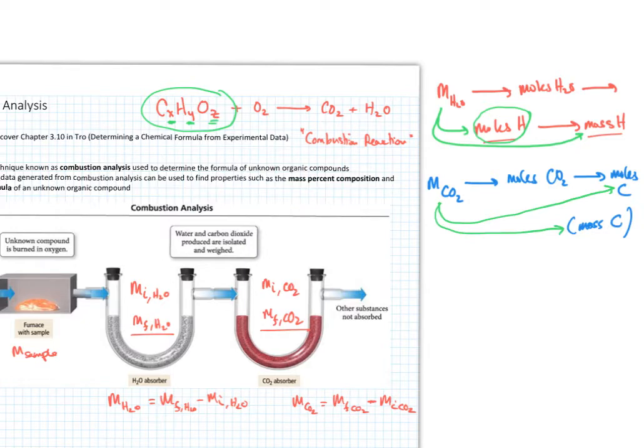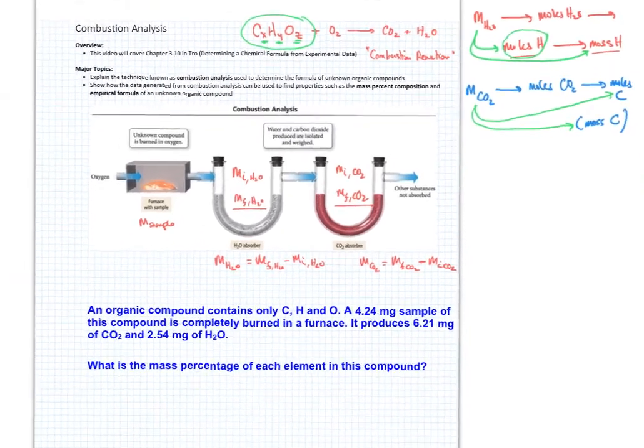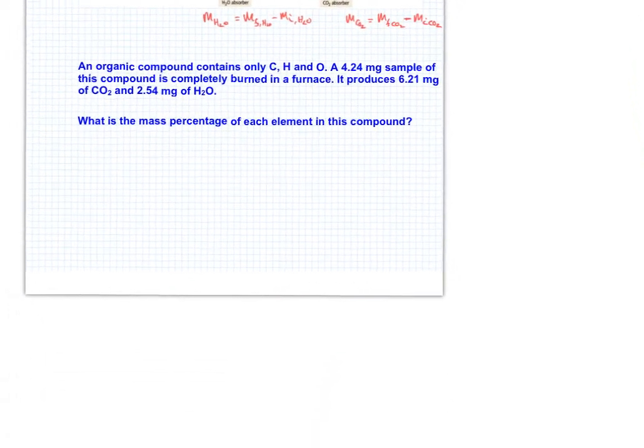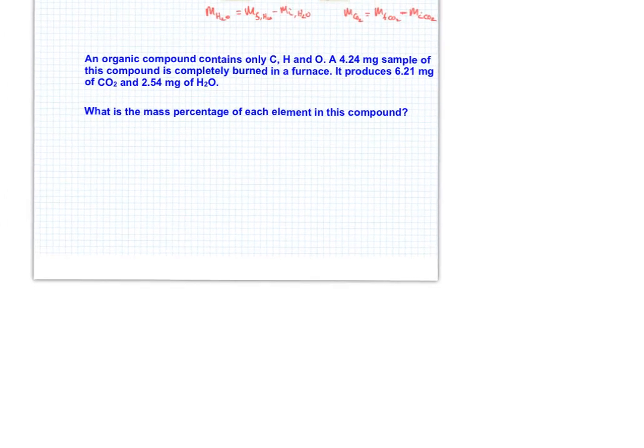All right, so instead of talking about this generically, let's take a look at an actual problem. And this is one type of problem. There's potentially many other types of problems we could have. So here's the problem. We have some organic compound. It contains only carbon, hydrogen, and oxygen. A 4.24 milligram sample of the compound is completely burned in a furnace. So in other words, in my description before, this is the mass of the sample. That's the initial mass. It produces 6.21 milligrams of CO2 and 2.54 milligrams of H2O.